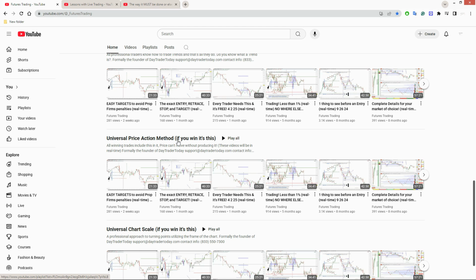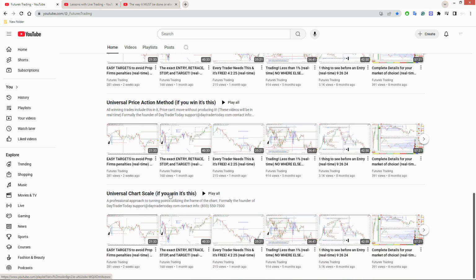So I'm going to show you three different ways to find that in the chart. And then, of course, that universal chart scale, we're going to cover this hard right edge. All right. It's all about that. And I'm going to show you how to look at the hard right edge and know that the market can become cyclical without having to look in hindsight.